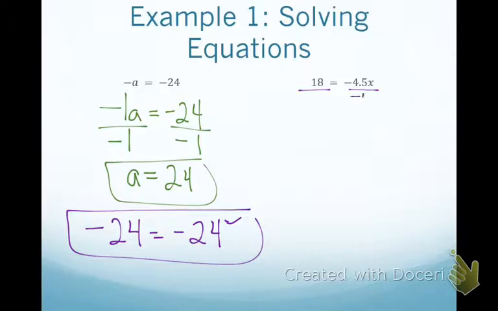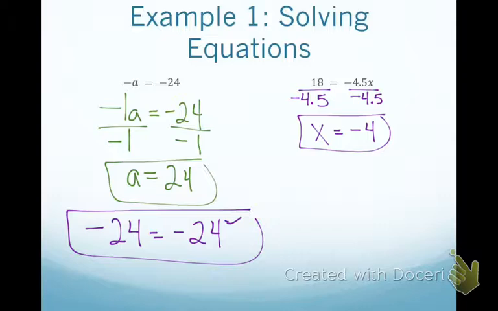So I divide by the negative 4.5. If I don't divide by the negative, I'm leaving the negative with the x. That's pointless. So if it's negative, I have to bring it with me to the other side. What is 18 divided by negative 4.5? Negative what? 4. Negative 4.